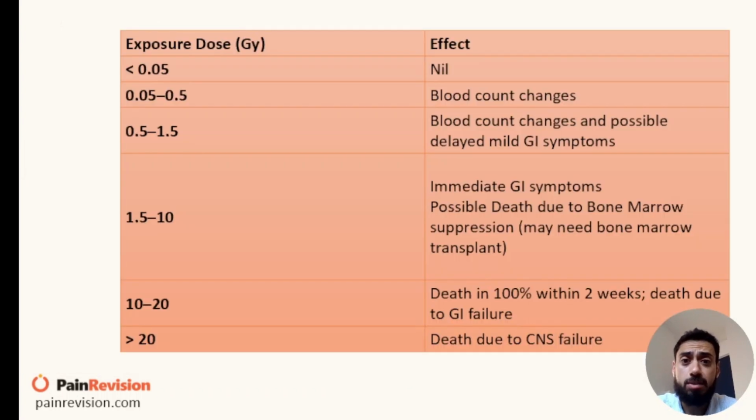And so this is a table that summarizes the absorbed dose in gray. So actually exposed dose is the wrong terminology here. This should say absorbed dose and the effect. And so at lower effects, you don't need to study this in detail, but what you need to know is basically death can happen from radiation, and death usually happens in 2 weeks for 100% of the patients in a dose above 10 gray. And if it is above 20 gray, you basically get CNS failure. And then at the lower doses, you start getting gastrointestinal symptoms.